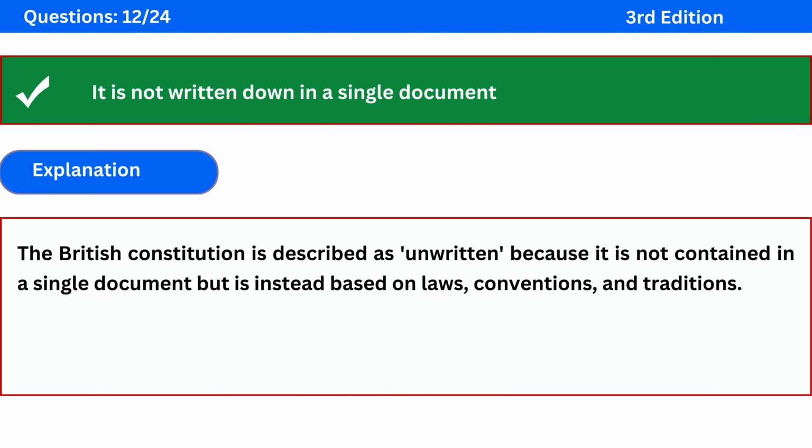The correct answer is it is not written down in a single document. Explanation: the British Constitution is described as unwritten because it is not contained in a single document but is instead based on laws, conventions, and traditions.